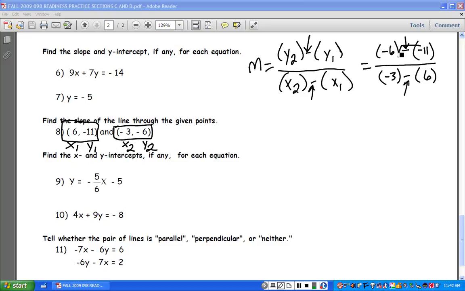So I notice here I have double signs. Those two signs combine to form one positive sign. So negative 6 plus 11 gives me, what is that, 5.